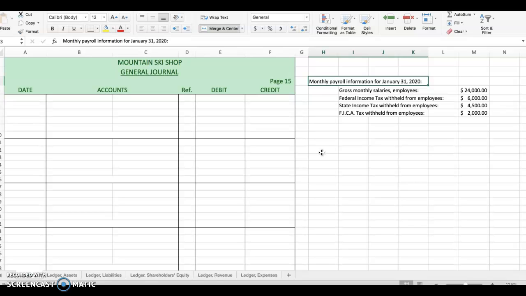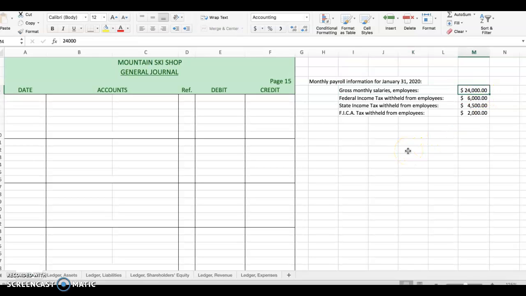You can see as we go through this, if we pay the employees every week, it takes much more time, and people need to be spending a great deal of time with payroll deductions, figuring them out accurately for the employees, and then putting them into the books of the business. So we'll make it simple, and we're going to be paying these people once a month. So the gross monthly salaries for the employees for the month of January is $24,000.